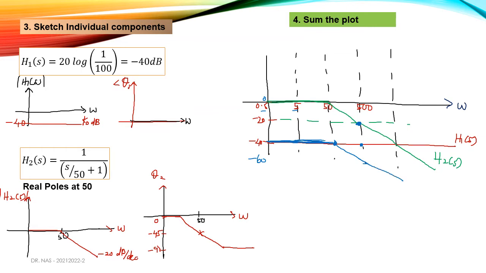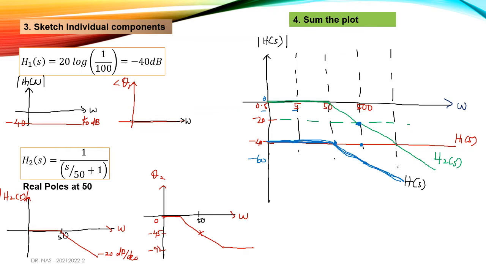Okay, so this is the magnitude summation of the transfer function. This is your H(s), the main transfer function. So this is the magnitude plot of H(s). Okay, how about the phase plot?